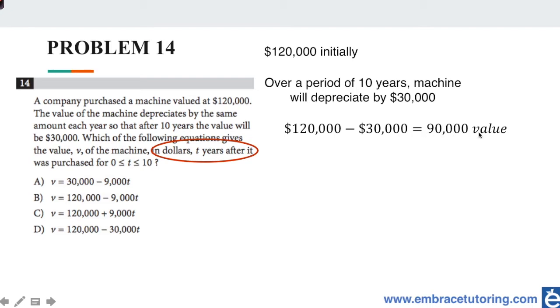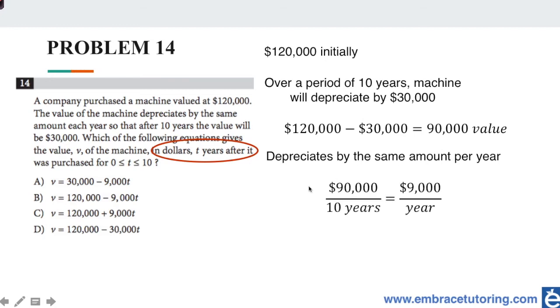What they want to know is how much does it depreciate per year? And the reason being is that all of these look like y equals mx plus b equations. So I'm trying to figure out essentially what is the slope. So if I do my 90,000 divided by 10 years, I'll get $9,000 per year, and this is going to tell me each year how much it depreciates. So that's where the 9,000 is coming from.